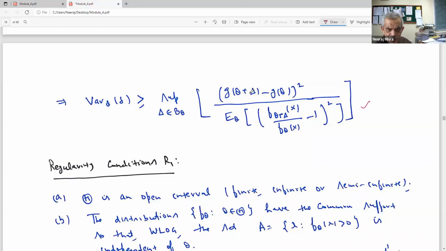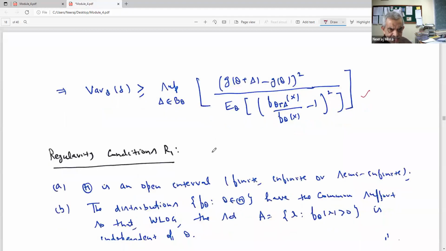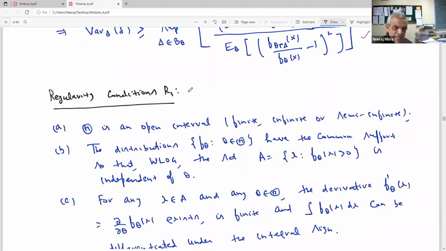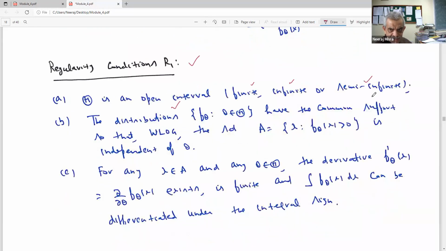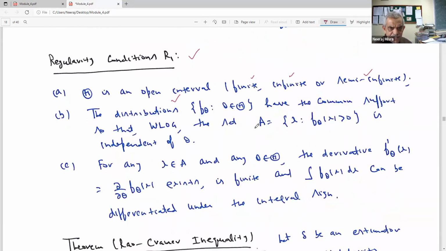So I try to further simplify this bound in certain situations, especially when certain assumptions are satisfied. So I state some regularity conditions. The first regularity condition says my theta is an open interval. It can be finite, it can be infinite or it could be semi-infinite. The distributions f theta have the common support, so that the set where density is positive is independent of theta. So my parameter space is an open set, and the set where density is positive does not depend on theta.